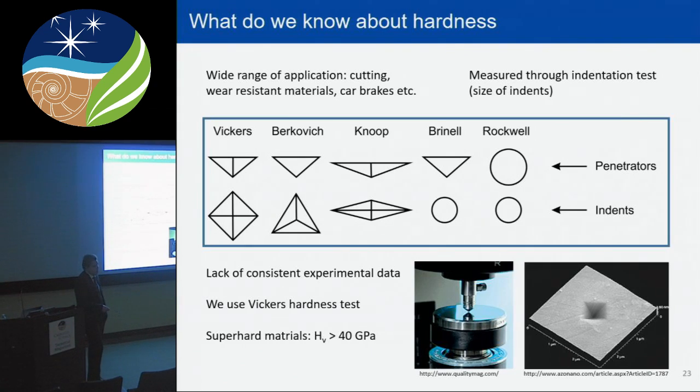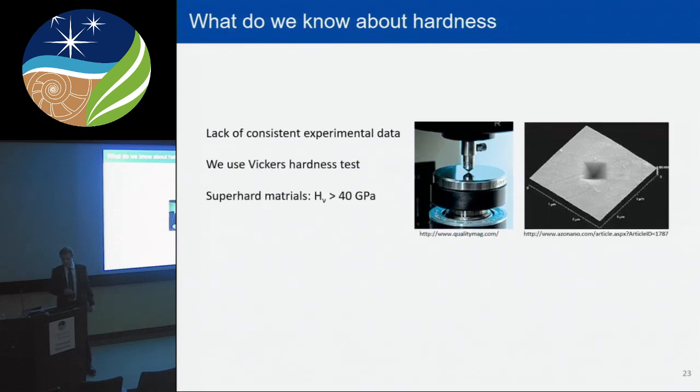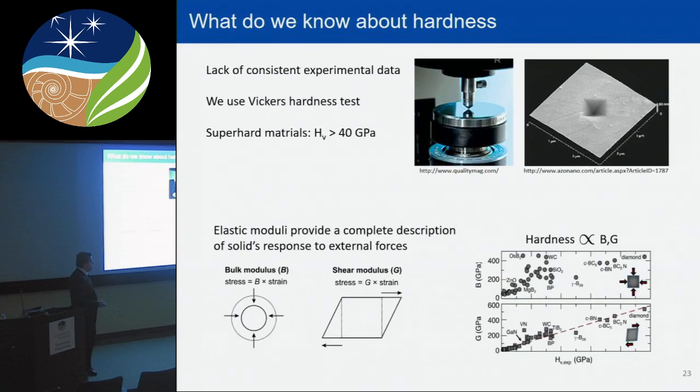You can think about it as measuring temperature in Fahrenheit and Celsius. Of course, there is a formula that gives you an approximate conversion, but there is no direct conversion from one scale to another scale. And that's the difficulty. So what do we know about hardness?